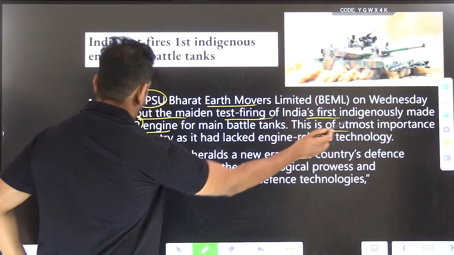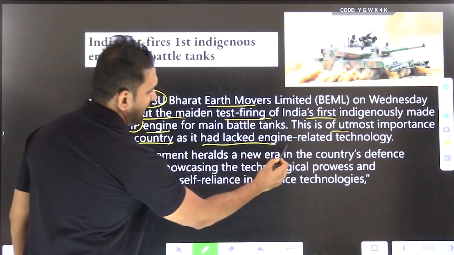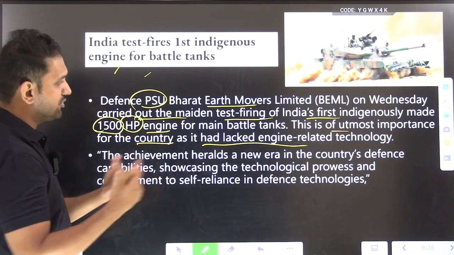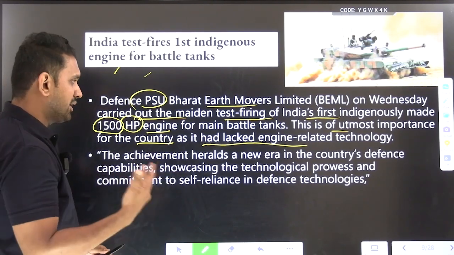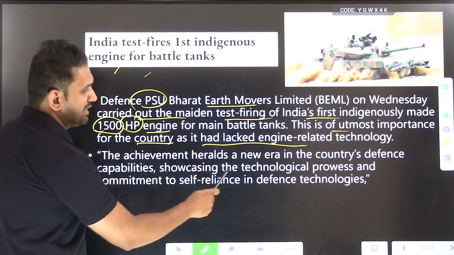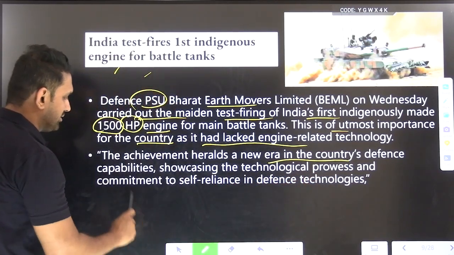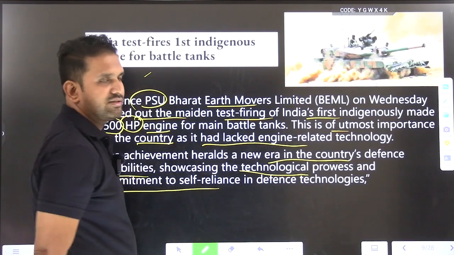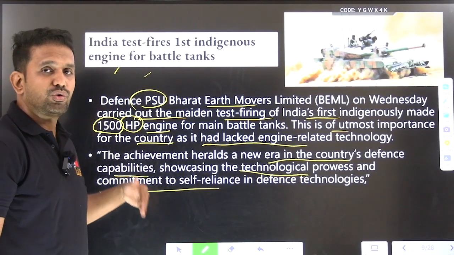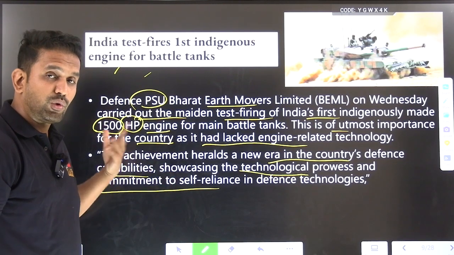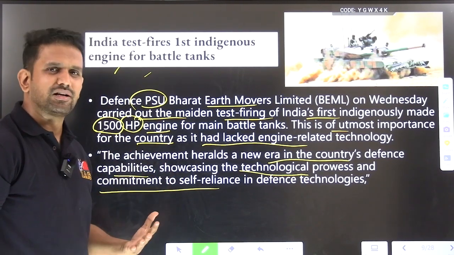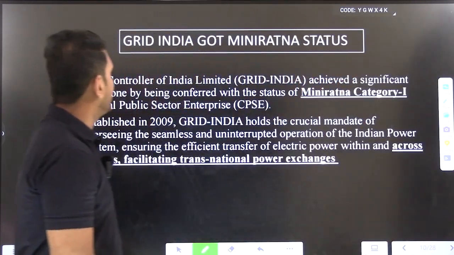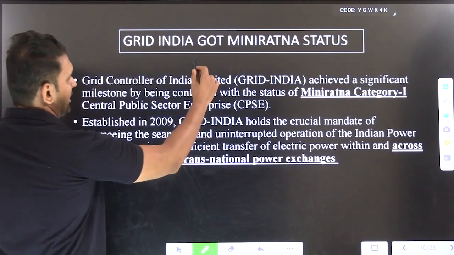This is of utmost importance for the country, as our country has lacked engine-related technology. Even in our cars, the engines are coming from other countries. The achievement heralds a new era in the country's defense capabilities, showcasing technological power and commitment to self-reliance in defense technology. Now we are also trying to build our own engines. It means we are definitely looking for what? Self-reliance and Atmanirbhar Bharat.